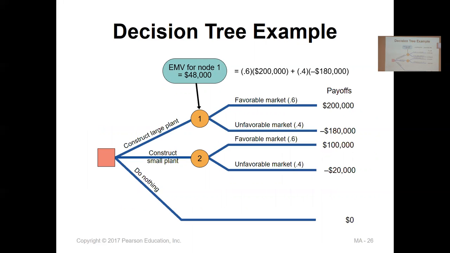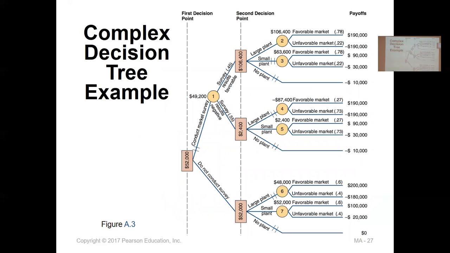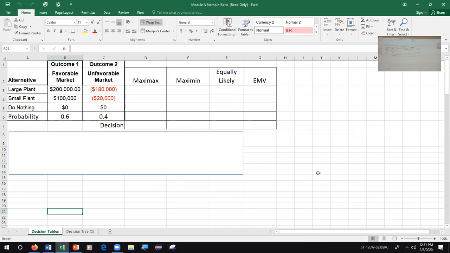We calculate our EMV and we work through here. We always start on the right, and we'll get into that in a second too. That's what we're actually going to look at here in just a second. Okay, so let's go ahead and pull up our Excel sheet and work through a little bit of this decision table.